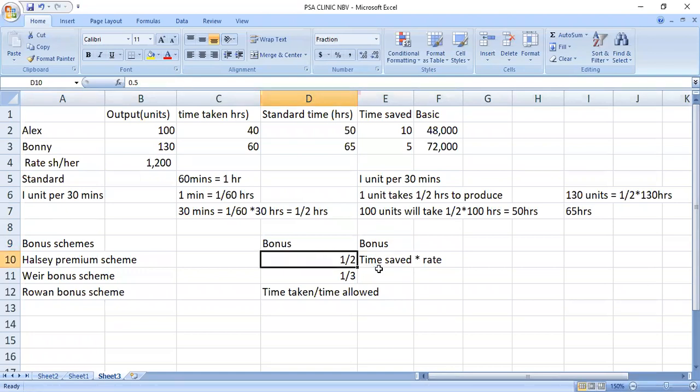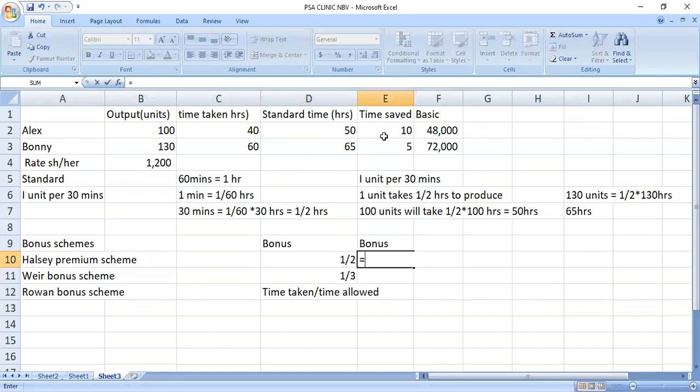I'm saying for Alex, we're saying the time saved is 10. Then times how much? What was the rate? 1,200. This is what you would have gotten if there were no fractions attached. But since there are fractions attached, we're supposed to get only half of that.